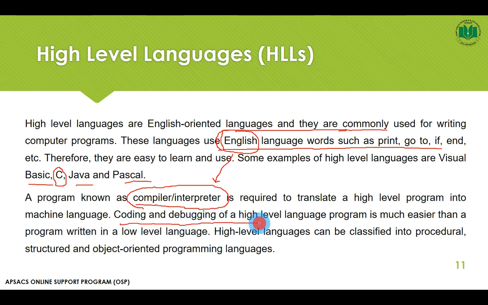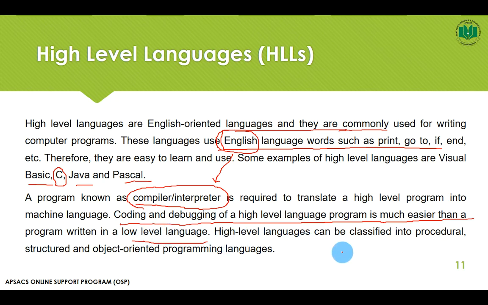Coding and debugging of a high level language program is much easier than a program written in a low level language. Low level languages are difficult to understand, to code and to run in a computer system, but high level languages are very easy to understand, to code, to debug and to run. Anyway, high level languages are easier than low level languages.